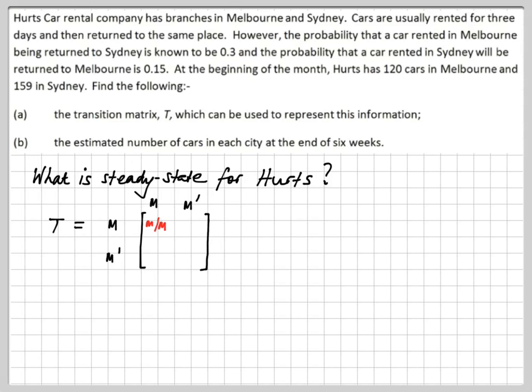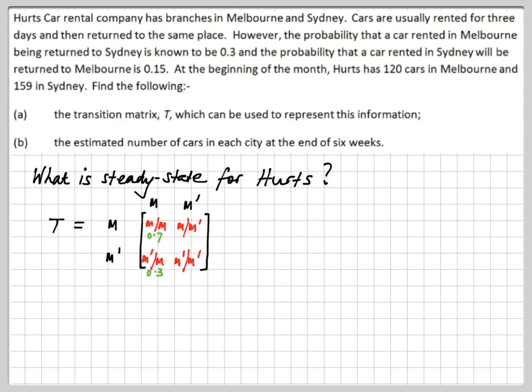If you read the question, we're doing our street directory thingy here. Now, what did it say? Look, I'm just doing it quickly for you. That was the probability of the car rented in Melbourne being returned to Sydney. So it's not Melbourne given Melbourne. Yeah, that's a 0.3. Therefore, that's a 0.7.